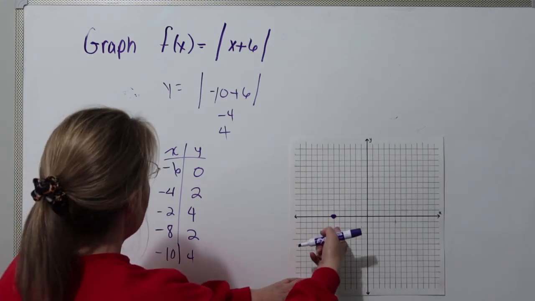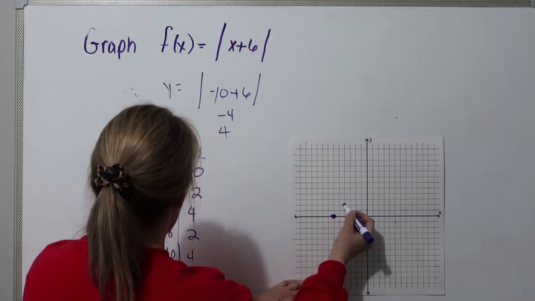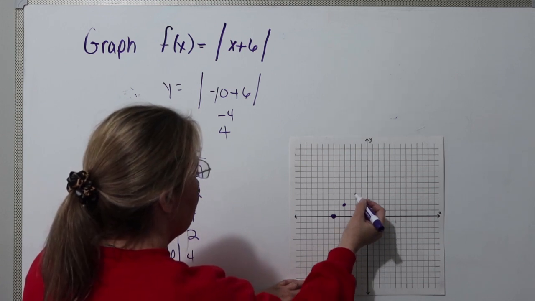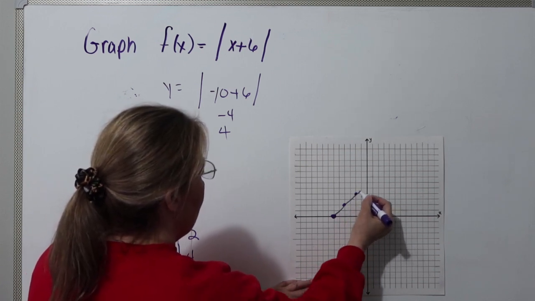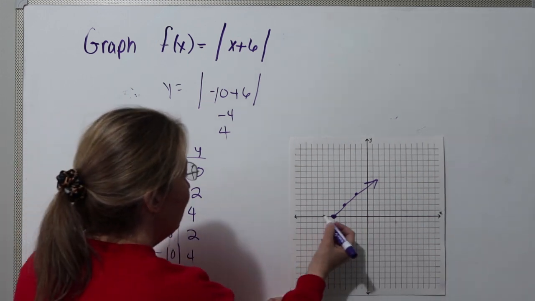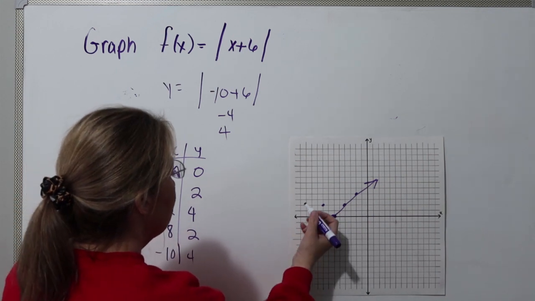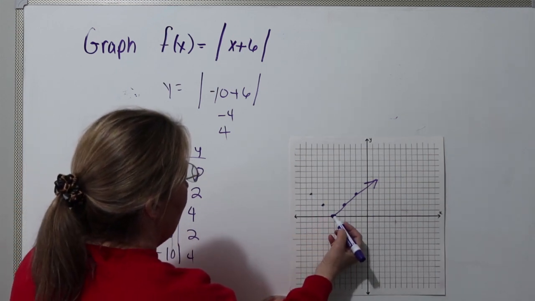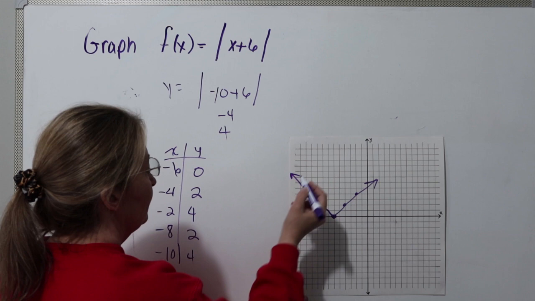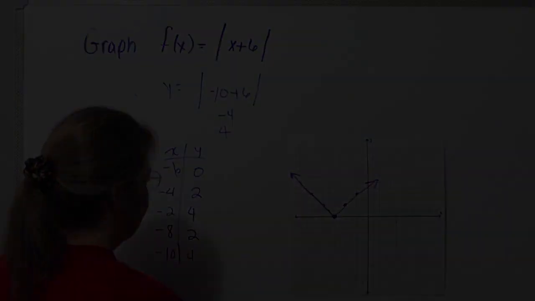Alright, here was my vertex. Now I'm going to go negative 4 and up 2, and negative 2 and up 4. There's the first leg of it. Then I'm going to go negative 8 and up 2, and negative 10 and up 4. And there's the graph of your absolute value. Let's look at one more.